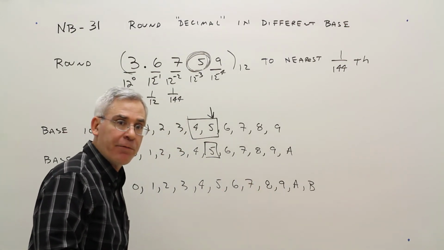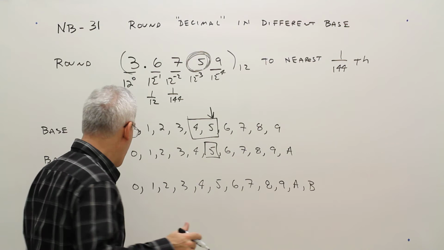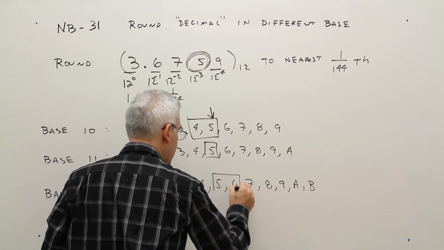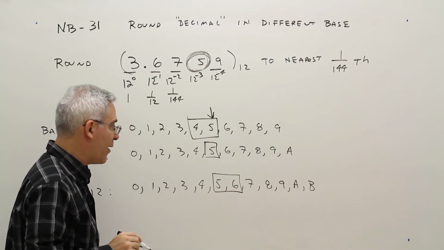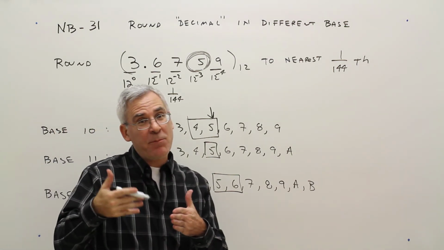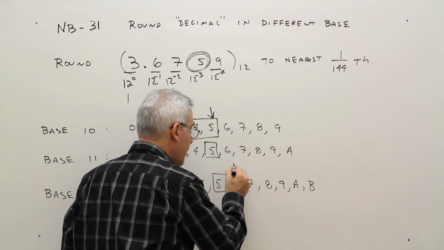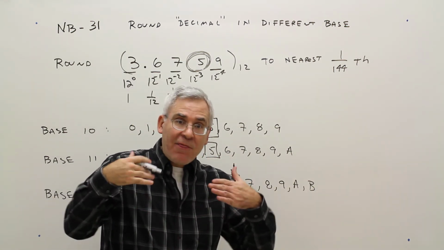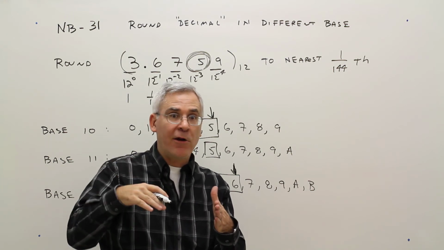I'm in base 12. So let's find the middle digit in base 12. Well, I've got an even number. It'll be a pair. 5 and 6 are in the middle. So adopting the same strategy as in base 10, we select the digit that's further to the right, and that's the magical digit for rounding or not.